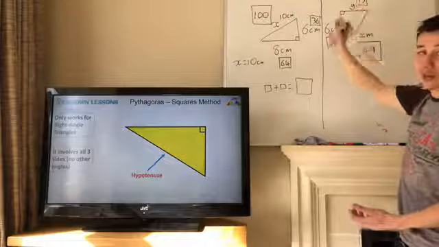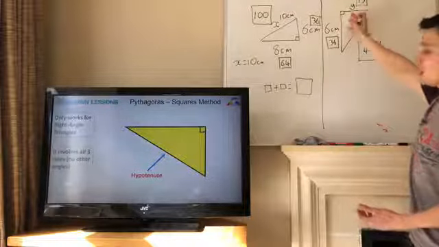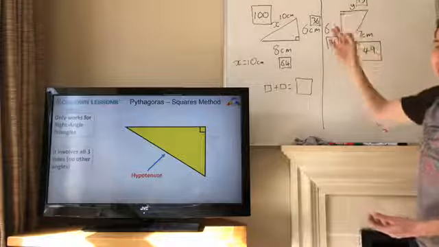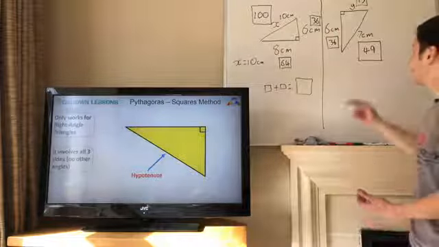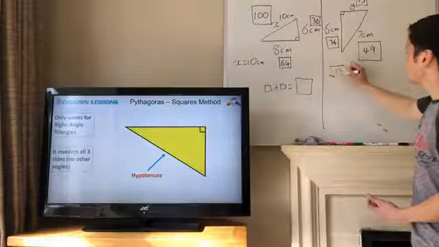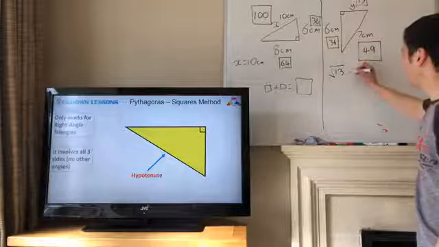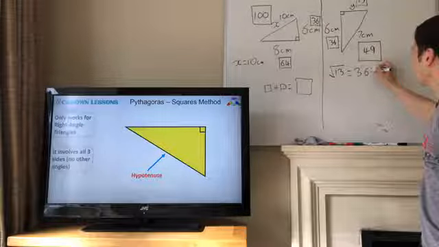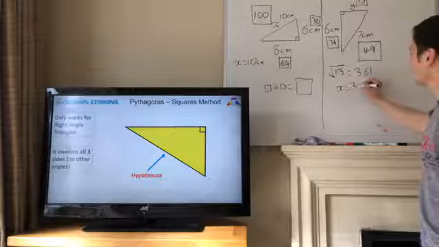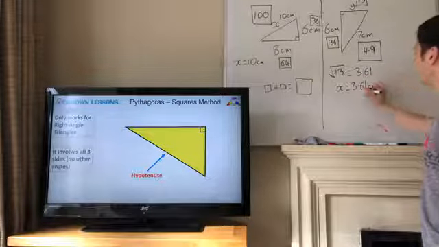Now, this will be in a calculator paper because to work out what number you multiply by itself to get to 13 is very difficult. So you use the square root button of 13, which gives you three significant figures. 3.61, so Y equals 3.61 centimetres.